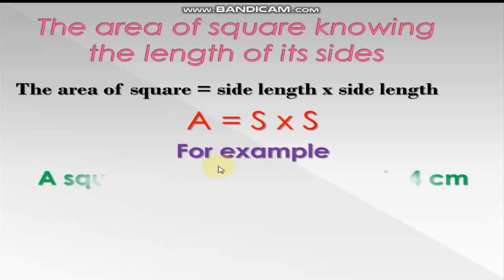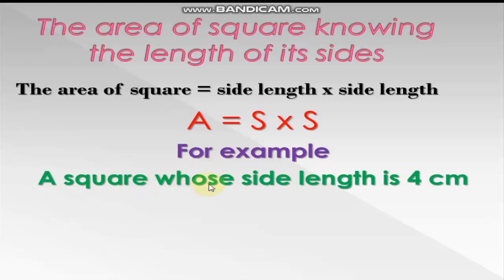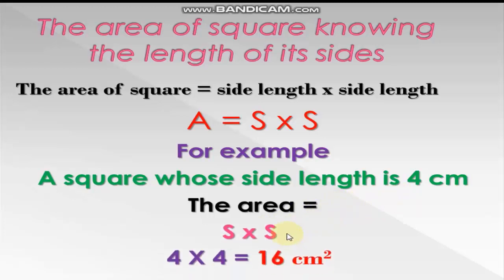For example, if we say that a square whose side length is 4 centimeters, then the area, we have here the side length. We know that the area of a square equals side length times side length, or S times S. And we know that the side length here is 4. So the area will be 4 times 4 equals 16 centimeter square.